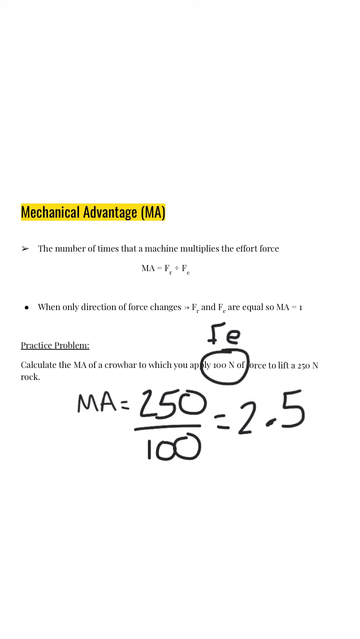Because it is force divided by force, or newtons divided by newtons, there's actually no unit for mechanical advantage. It's just a number. But what this tells us is that this crowbar is multiplying the force that we can apply by 2.5 times, or 2.5 times more force than we could have with just our hands.